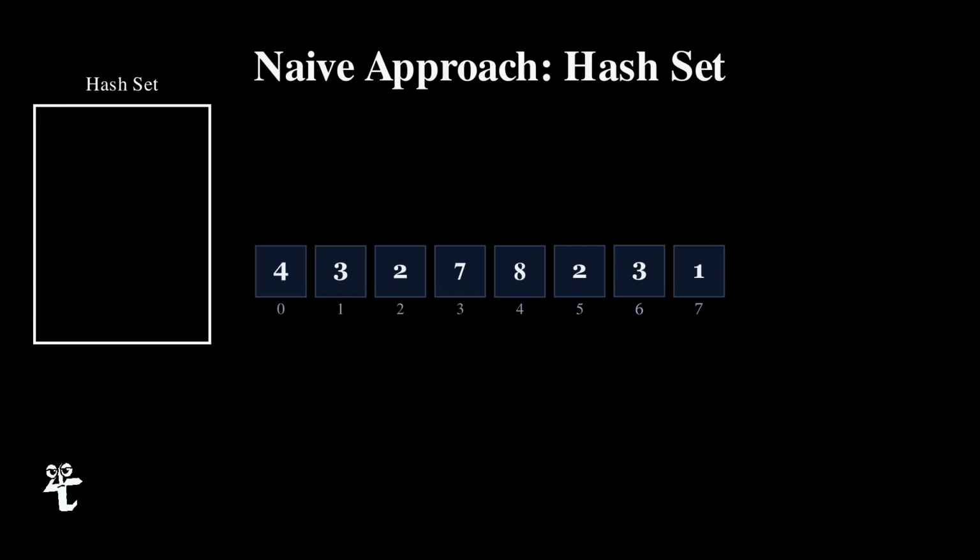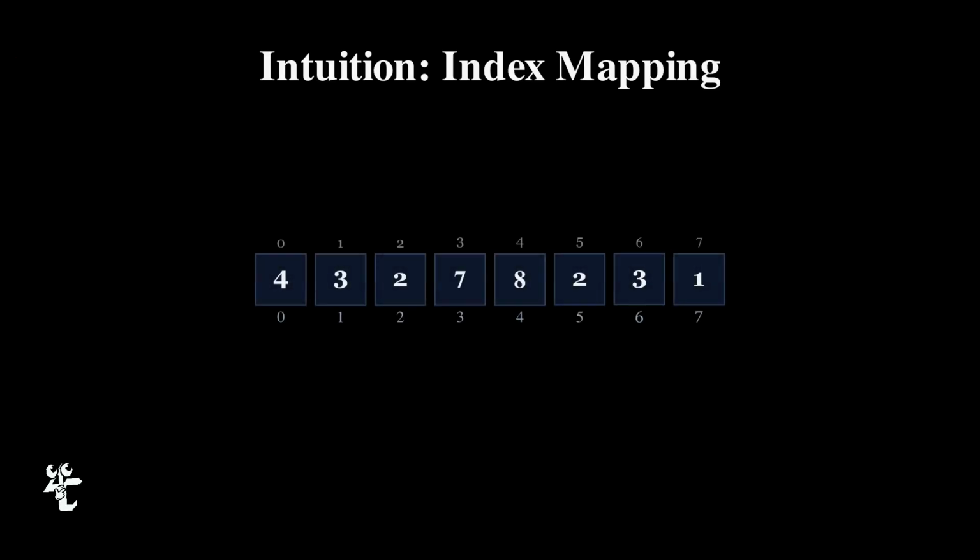Notice that the values are in the range 1 to n, and the array indices are 0 to n minus 1. This perfect mapping allows us to use the array itself as a checklist. We can iterate through the array and mark the presence of a number x by modifying the value at index x minus 1. Specifically, we will flip the sign to negative.